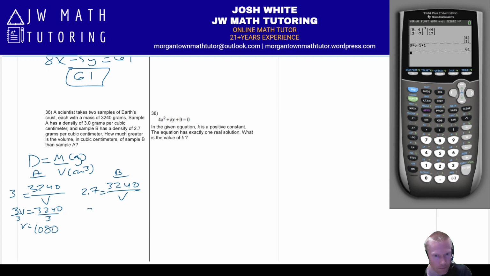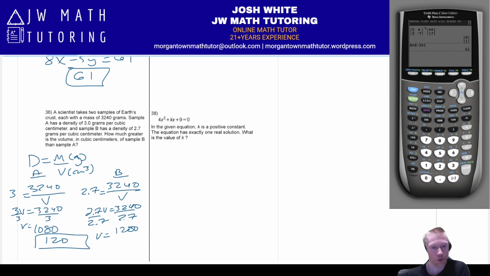And for B, again, we cross multiply, then we divide by 2.7. The volume turns out to be 1200. So how much greater is the volume for B than for A? Well, you just subtract these. 1200 minus 1080 is just 120. That is the answer you grid in. That's the answer to this problem.